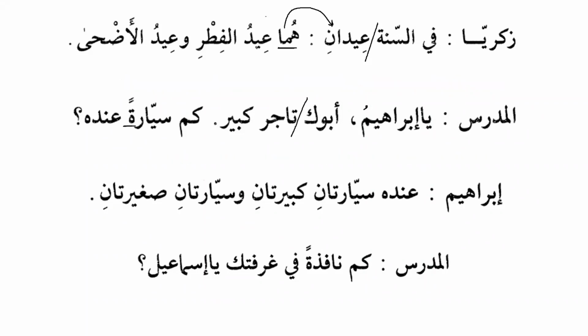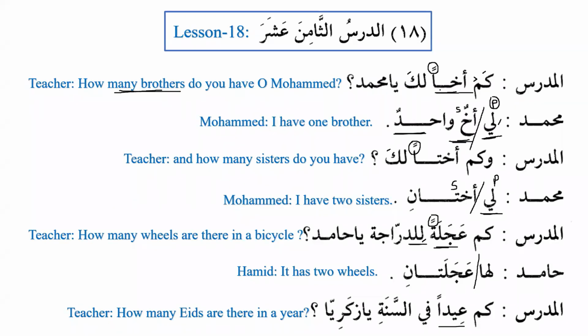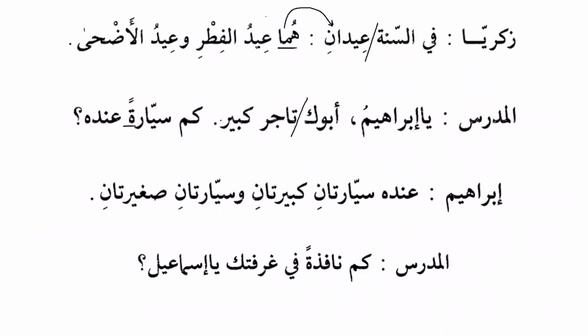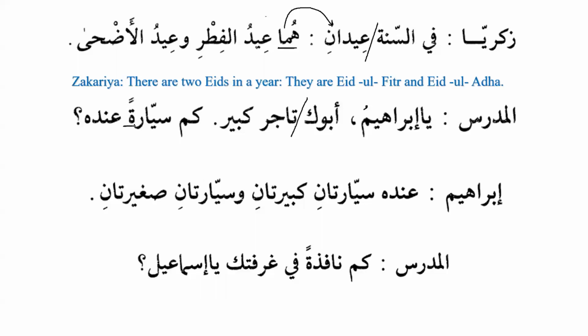For example, we can see here, kam akhan laka. So an alif is added. Basically, it was akhun, right? It was akhun. But when it is mansub, we know that one extra alif is added. But when the noun ends with ta marbuta, then no extra alif will be added to that, as we can see over here.